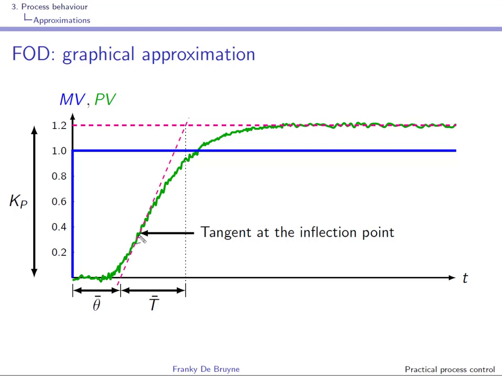It is not always easy to draw this tangent, as there might be some noise on the experiment that you have done, right? But once you have drawn the tangent, you can look for the times at which the tangent meets the steady state response, and the time at which this tangent meets the original PV, and it is now possible to obtain an equivalent delay and an equivalent time constant as shown here on the screen.